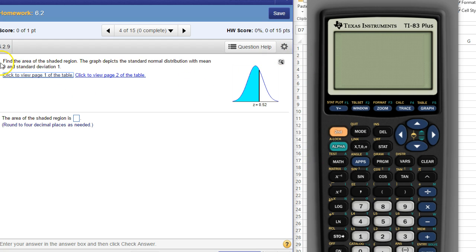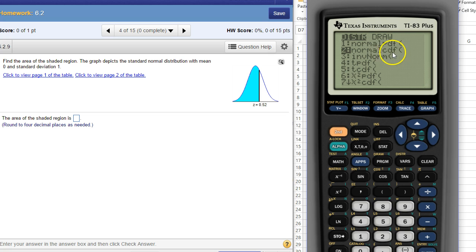But this one says find the area of the shaded region, so we're in the Z distribution, which is the standard normal distribution, and we're to the left of this Z equals 0.52. So I'm going to show you how first on the calculator. These Z standard normal tables are underneath second, DISTR distribution, and then we need normal CDF, right?